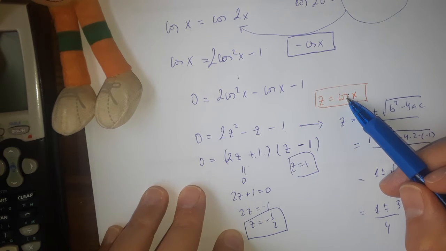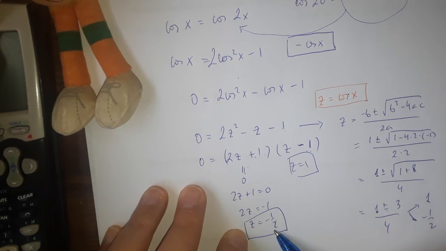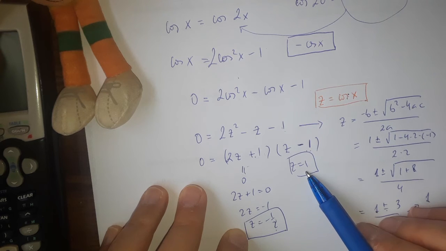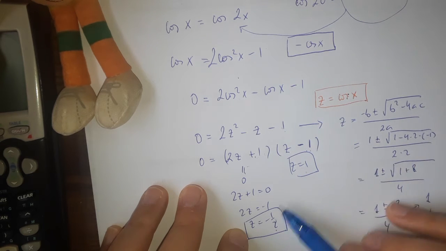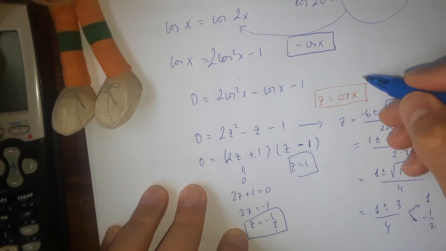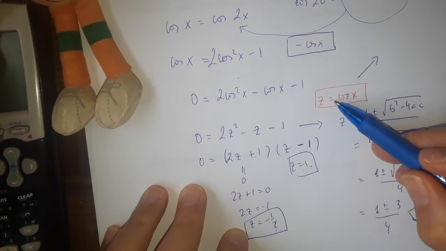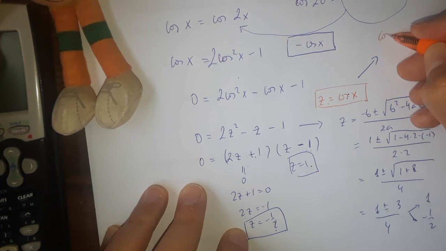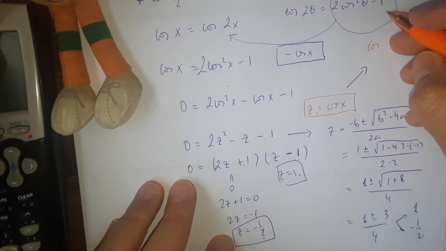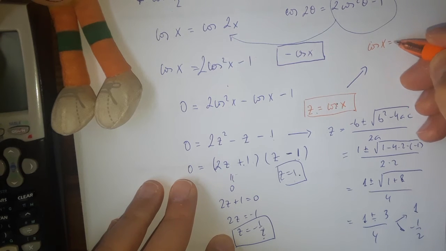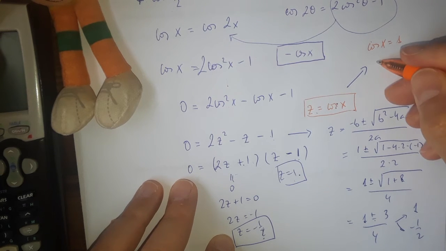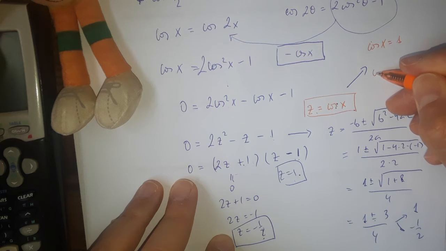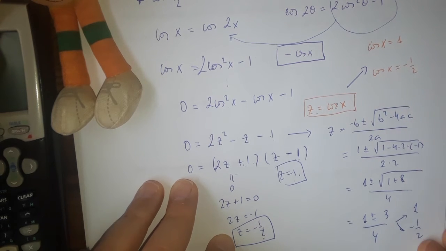So first thing we have to do now is, I got for z -1/2 and 1. That means that z can be 1 or -1/2. So now I have to solve this equation for 1 and for -1/2. So I have to do cosine of x equals 1, and that's one equation, and then cosine of x equals -1/2, right?